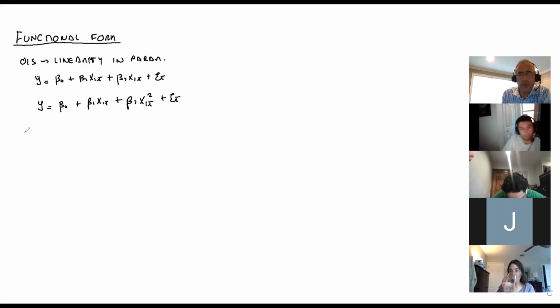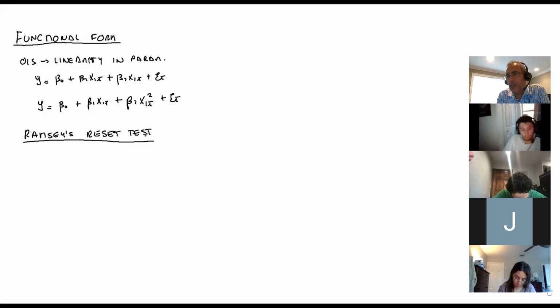But we have also something that is called the Ramsey RESET test, or reset test. And this test is going to be the one that allows us to identify non-linearities in our model, to identify if our model is correct. But the only issue with this test, guys, is it's going to tell you it is good or it's bad, but that's it. So you don't know what is the functional form, okay? It helps you only to identify if the functional form is correct, but that's it.